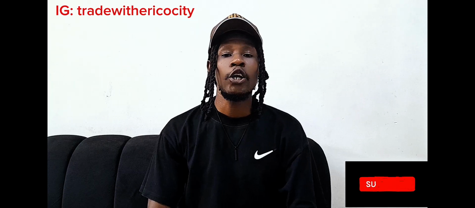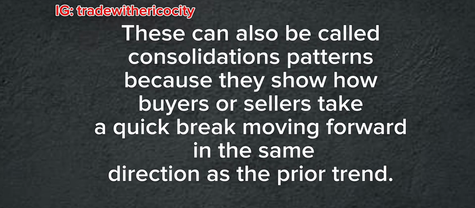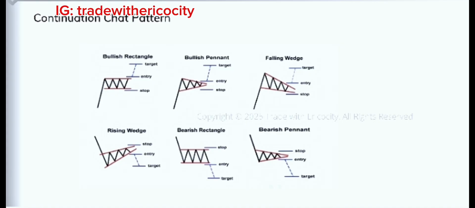The second category on the list is the continuation pattern. The continuation chart pattern is a chart formation that signals that the ongoing trend will resume or continue in its original direction. This can also be known as consolidation pattern because they show how buyers or sellers take a quick break before moving further in the same direction as the prior trend. Okay, so these are some examples of the continuation chart patterns for both the bullish and bearish variation. So in this diagram, we'll start with the bullish variation.